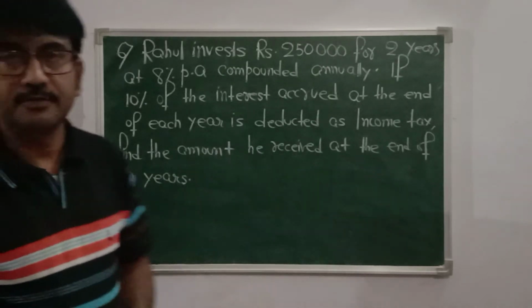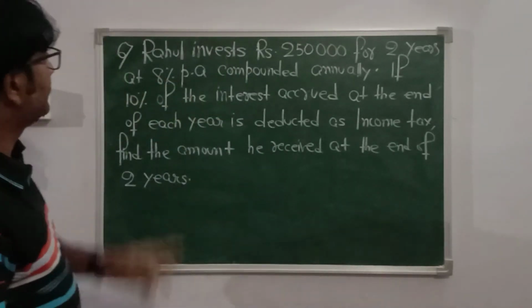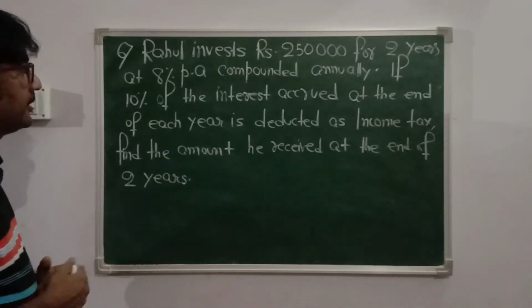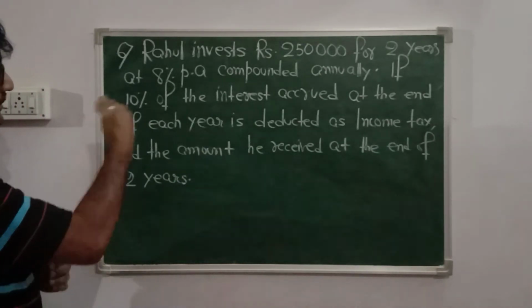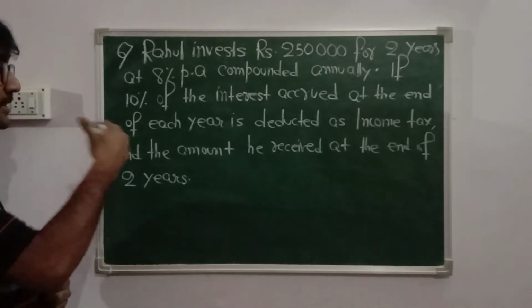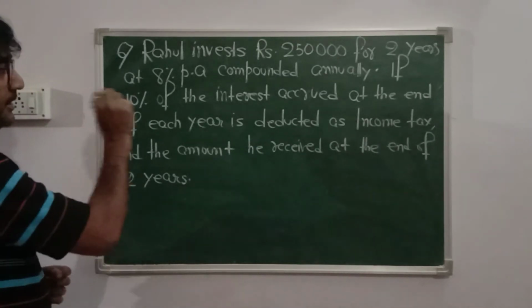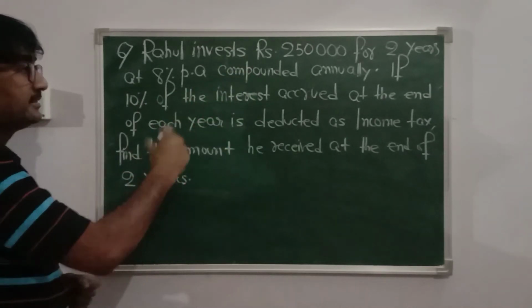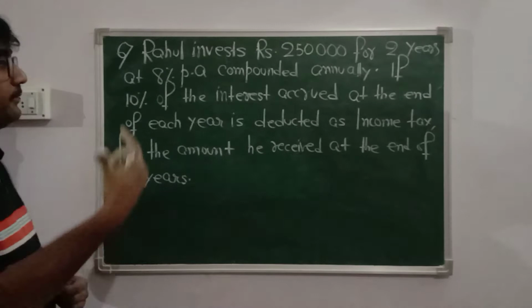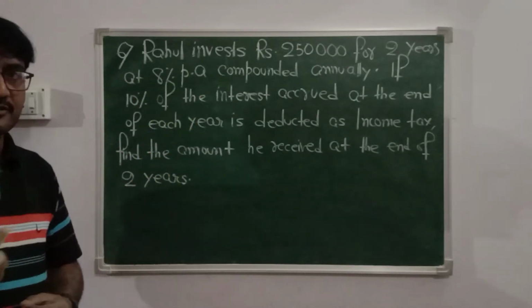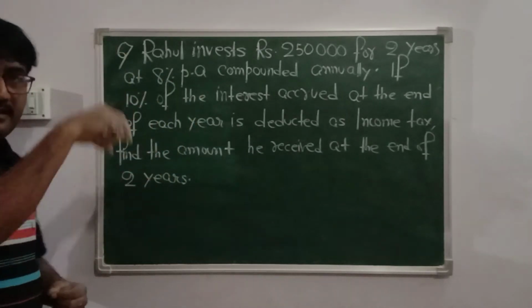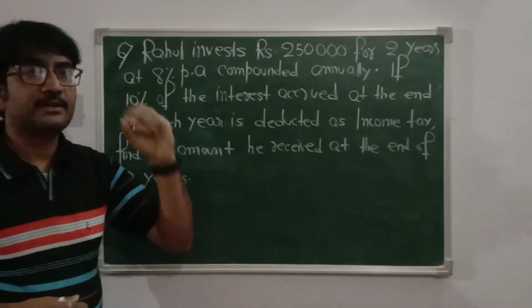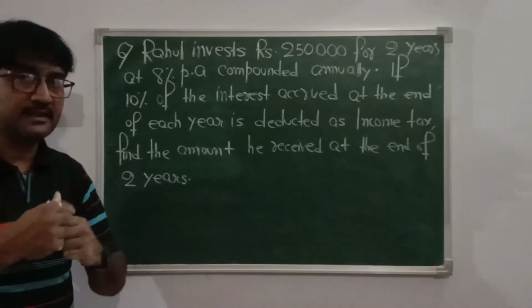So let's read the question once again. Rahul invests rupees 2,50,000 for 2 years at 8% per annum compounded annually. Now, if 10% of the interest accrued at the end of each year, now mind it, this language, is deducted as the income tax. So for 2 years, the first year when you find the interest, then 10% of that interest will be deducted as income tax. So what will be your amount at the end of the first year?